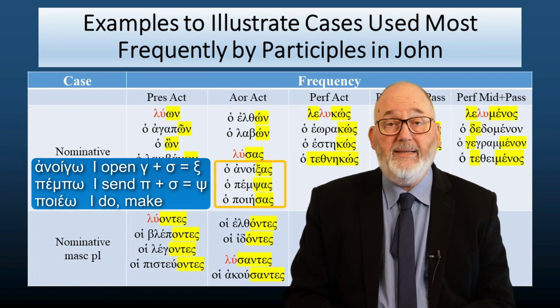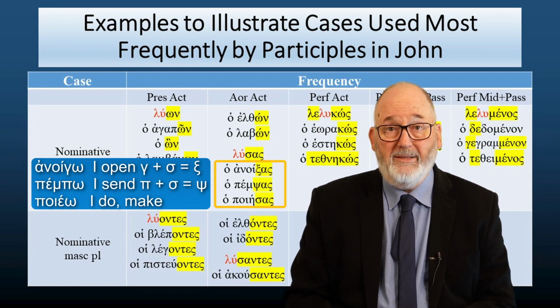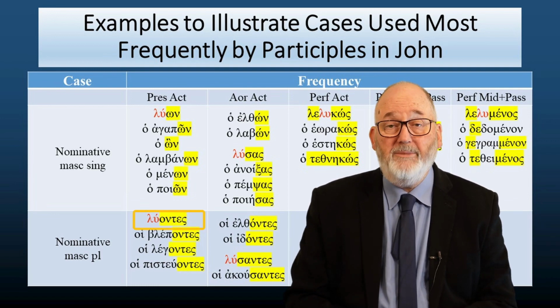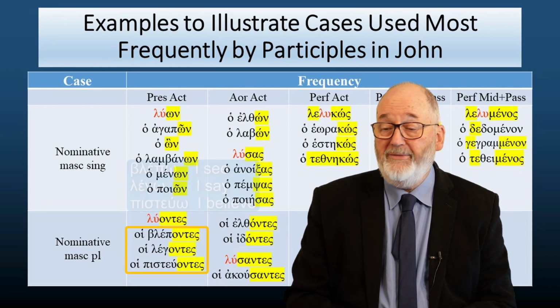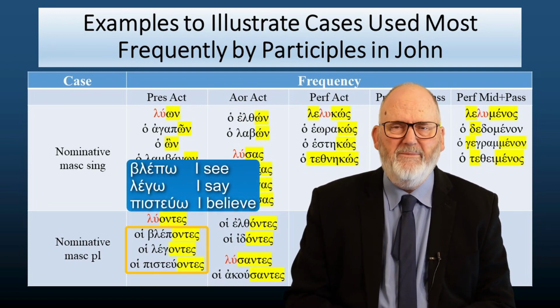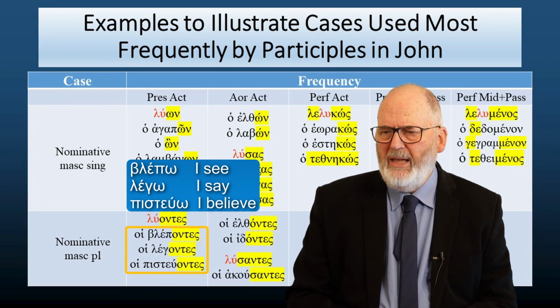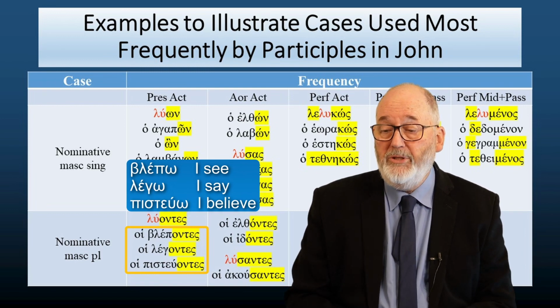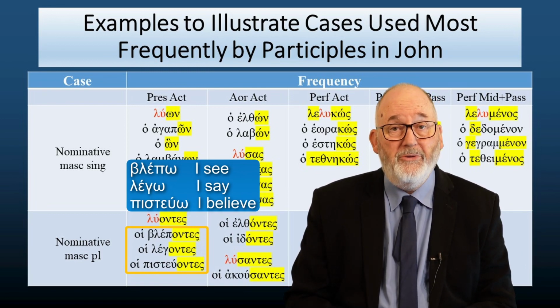And poiēsas, the one who does, and it's very similar in the plural. So we have lūontes as the pattern verb, and we have hoi blepontes, those who see, blepō, I see. We have hoi legontes, those who are saying, and we have hoi pisteuontes, those who believe.